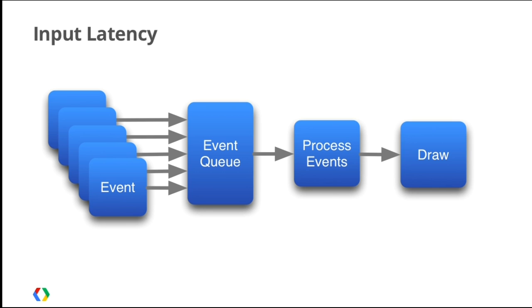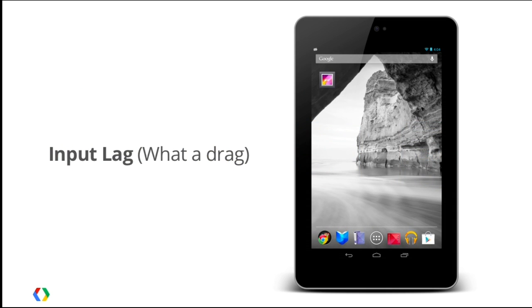So here's a way to visualize the issue. Here we have a screenshot of a Nexus 7, the device you all got yesterday. And you can see we have an icon in the top left corner of the launcher. And we're just going to simulate a finger long pressing on that icon and moving it around. So we pick up the icon, and then when we move it, that's latency. You can see that the finger is moving faster than the icon itself. So the maximum difference between the position of the icon and the position of the finger, that's latency.